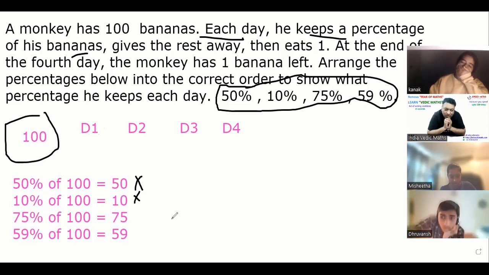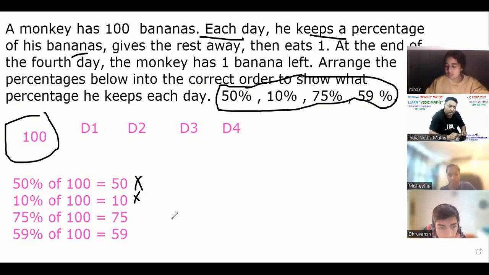Now let's do day 3. Shall we try with 75 or 59? You have to find out which number will give you a round number in all the 4 cases, because finally there should be only 1. So which number do you start with? And it's also a very small number. So what are you going to do? Start first with how much percent you want to keep first?